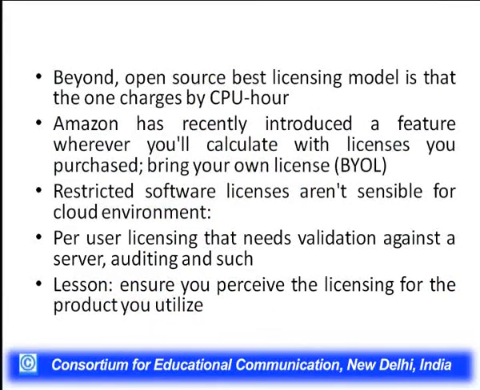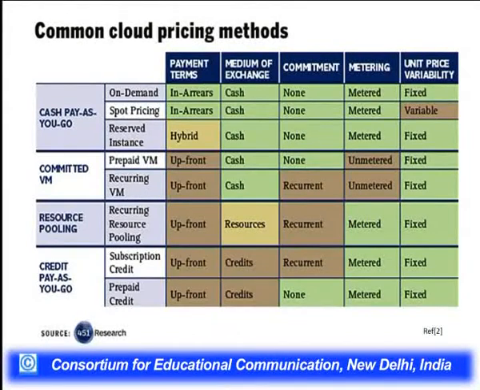Apart from that, you can use certain open source software on top of your cloud service. Beyond open source, the best licensing model is one that charges by the CPU hour. So first, it depends upon the cost of the kind of operating system you are using, which is bundled with the machine. Then after that, you have to take care of the amount of CPU hours you are going to use. That is something you need to take care of.